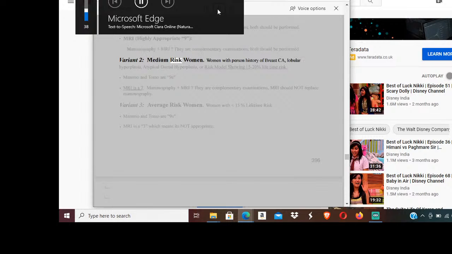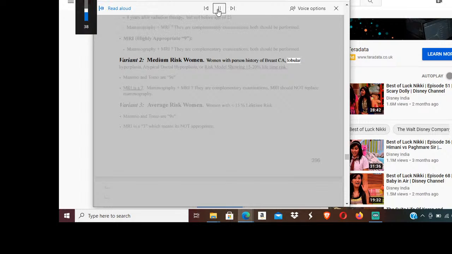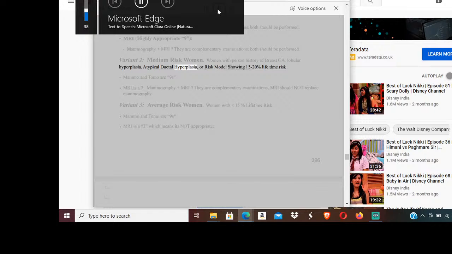Variant 2, medium risk women. Women with personal history of breast CA, lobular hyperplasia, atypical ductal hyperplasia, or risk model showing 15 to 20% lifetime risk. Mammo and tomo are 9s, MRI is a 7. Mammography and MRI. They are complementary examinations, MRI should not replace mammography. Variant 3, average risk women. Women with less than 15% lifetime risk. Mammo and tomo are 9s, MRI is a 3, which means it's not appropriate.